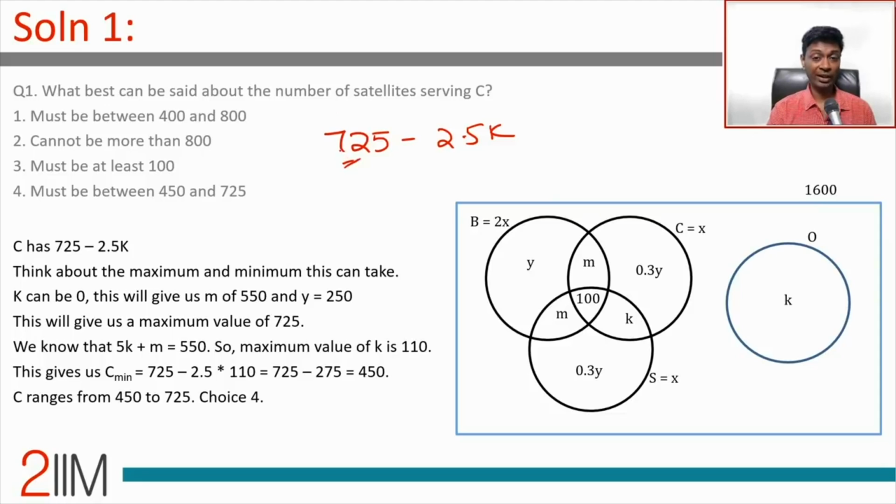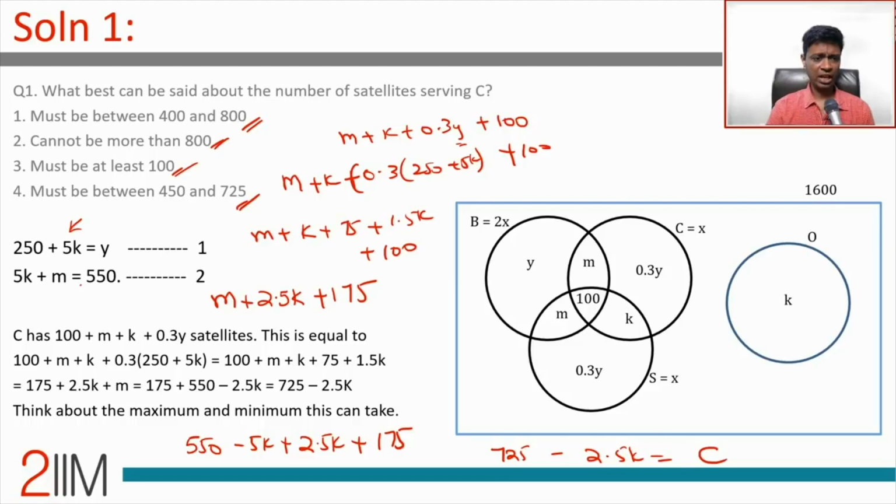Must be between 400 and 800 is probably true, but not good enough. Cannot be more than 800. It's also probably true. Must be at least 100 is also probably true. Saying what best can be said. So let's try to find the minimum and maximum. The maximum C can take is 725 when k is 0. Can we put k as 0? If you put k as 0, y is 250, k as 0, m is 550. That is possible. Both are possible, nothing seems to be violated.